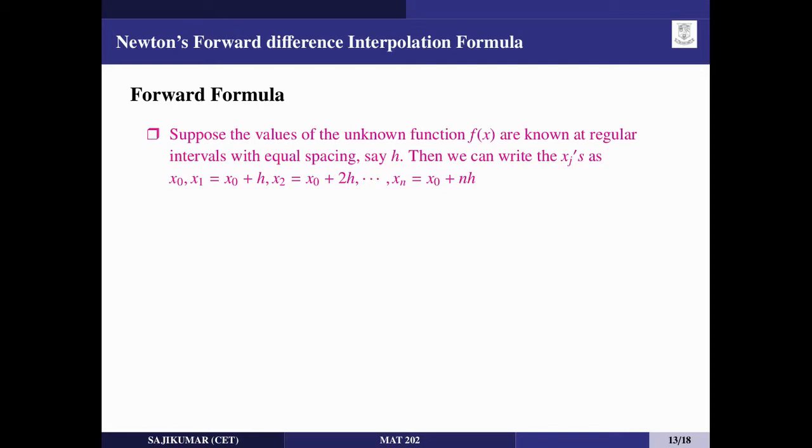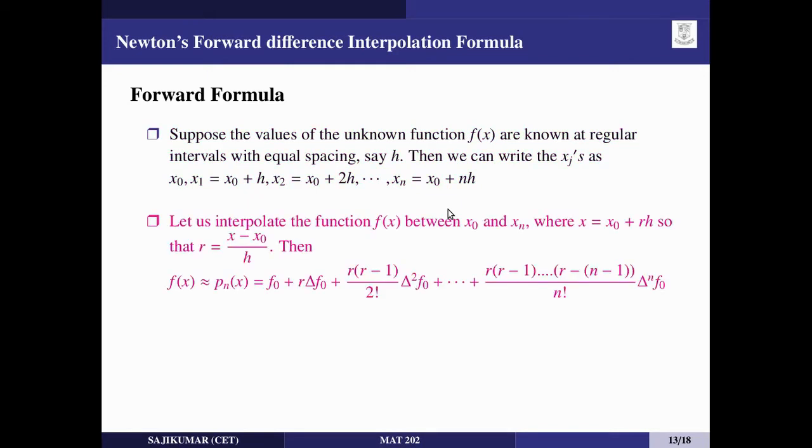Next we can consider Newton's forward difference interpolation polynomial. We are considering the same data as before. That means we are considering the equally spaced nodes x0, x1 equal to x0 plus h, x2 equal to x0 plus 2h, etc., xn equal to x0 plus nh, where h is the equal spacing. Then let us interpolate the function f(x) between x0 and xn, where the evaluation node x is equal to x0 plus rh, so that r is equal to (x minus x0) divided by h.